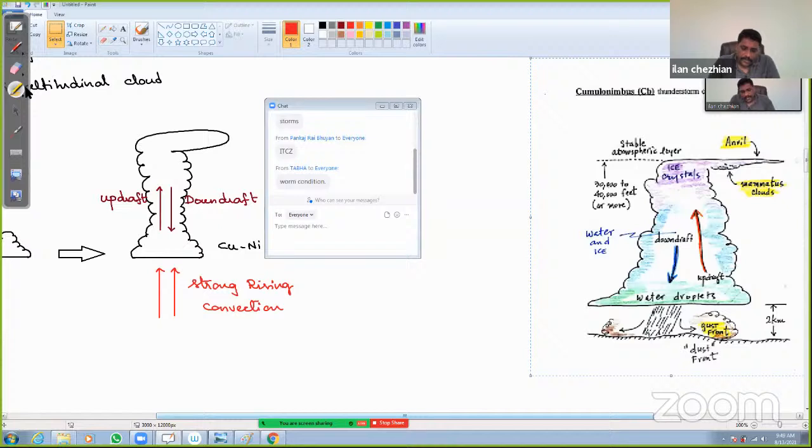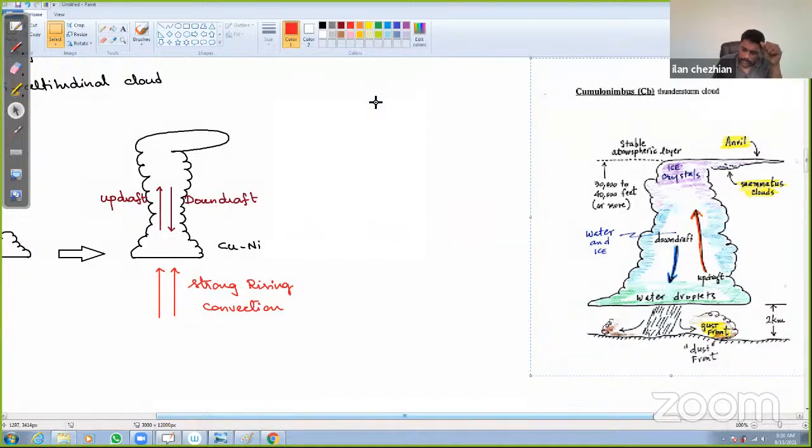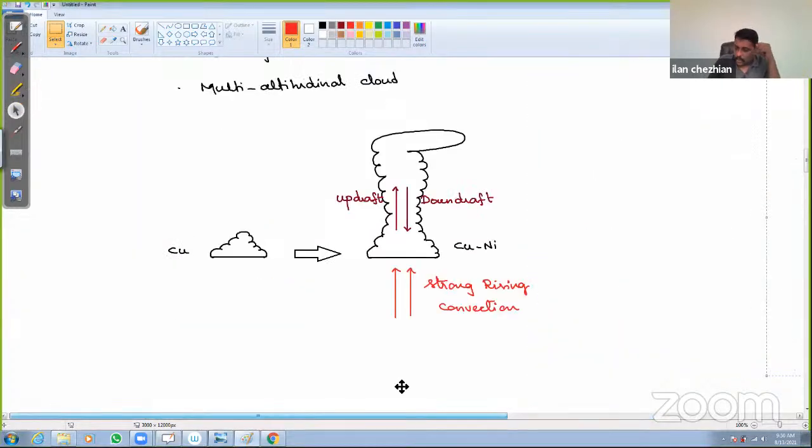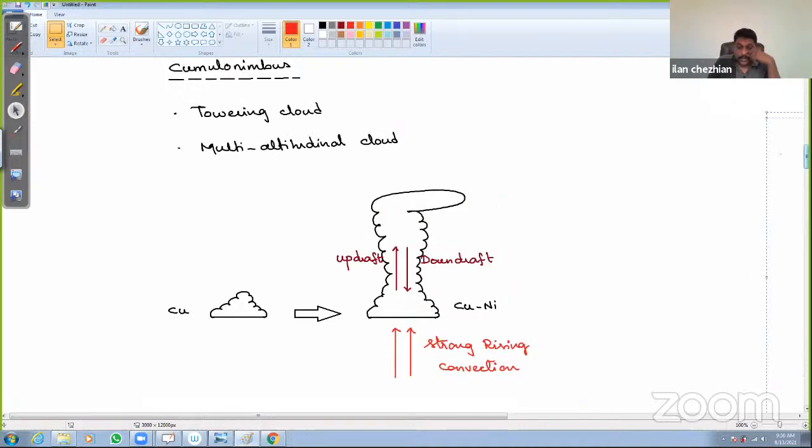See, for example, whenever you experience a hailstorm, most of the time hailstorm is the result of a warmer location, not a colder location. In a colder location, you may have snowfall, but not hailstorm. Correct? Right, my dear friends. Okay, good. Your understanding is pretty good. So how this cumulus cloud becomes cumulonimbus cloud, that also we have taken.